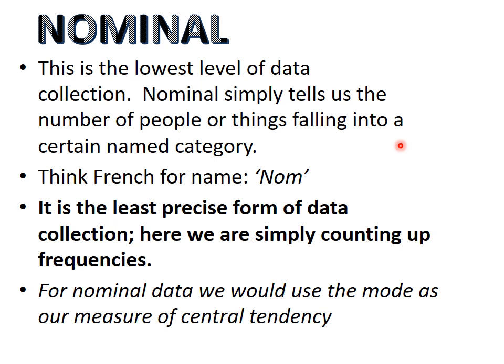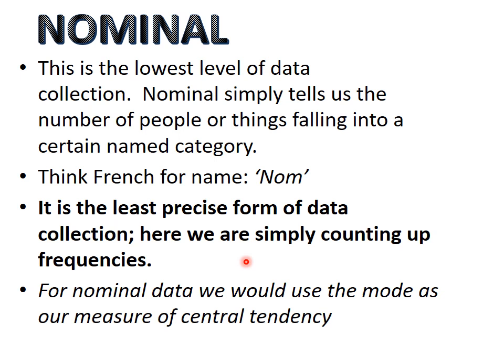So, for example, fruit. You might have berries, bananas. These are all categories. These are all names. It's the least precise form of data because you just simply count up the frequencies of the number of times a particular data is used.